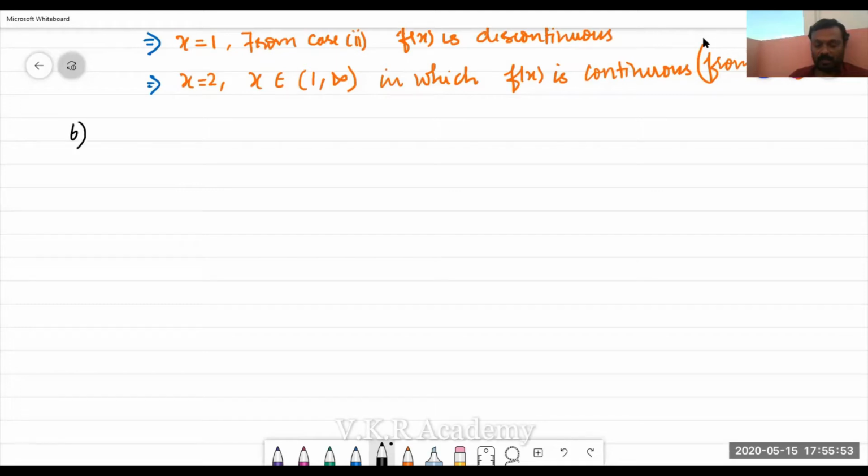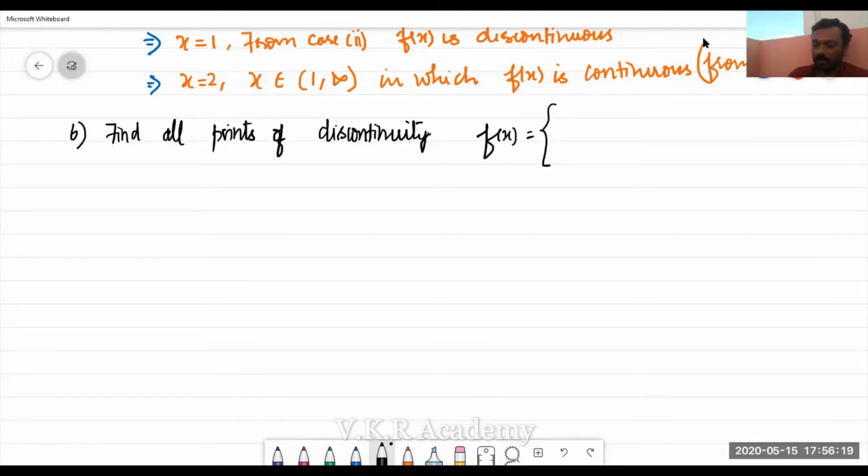In question number 6, we have to find all points of discontinuity. Find all points of discontinuity. The function f is defined. The function is given by f of x is equal to 2x plus 3 when x is less than or equal to 2, and 2x minus 3 when x is greater than 2.